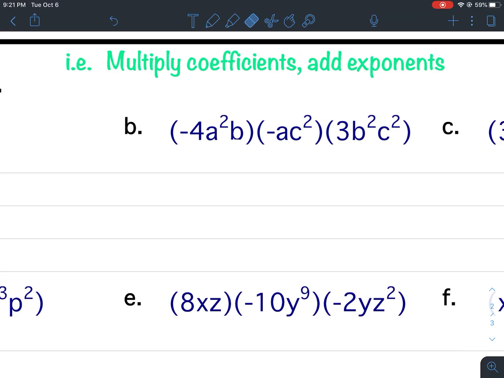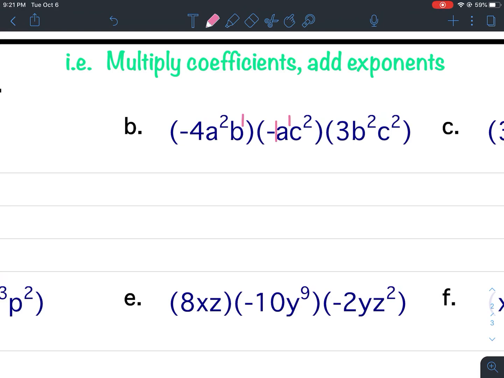So looking at this first monomial here, I have a coefficient, that's the negative 4. I've got a variable on the a, but no variable on the b. So for this first one, I'm going to put a 1 on the b. For the second monomial, I don't have a coefficient, so I'm going to squeeze a 1 between the negative sign and the a. Also, the a doesn't have an exponent, so I'm going to put a 1 there. c has the exponent of 2. The last monomial has a coefficient of 3, b has an exponent of 2, c has an exponent of 2. So it's good to go.